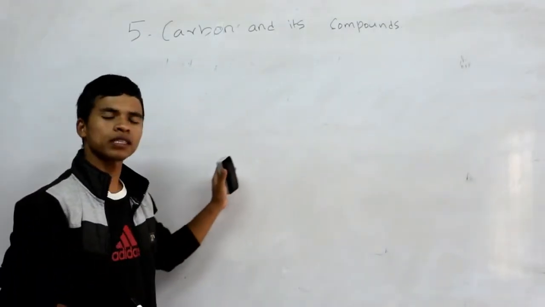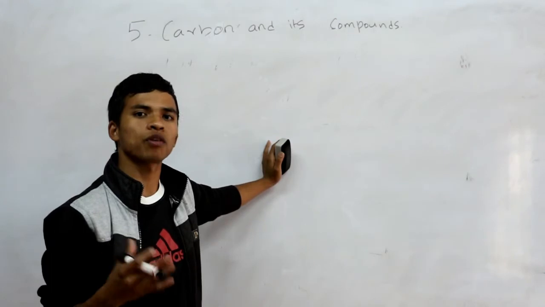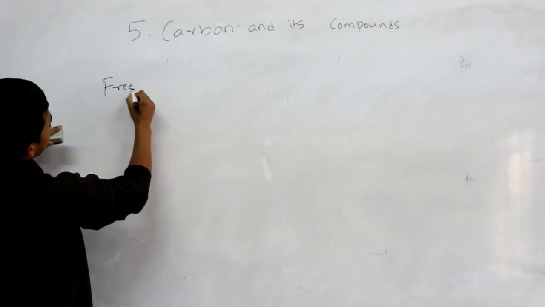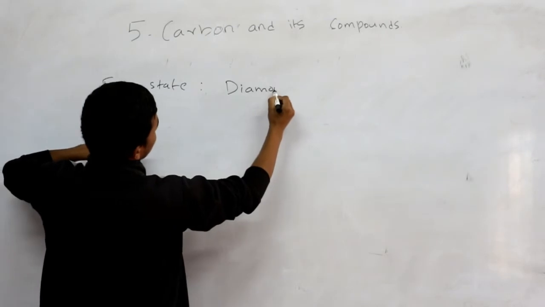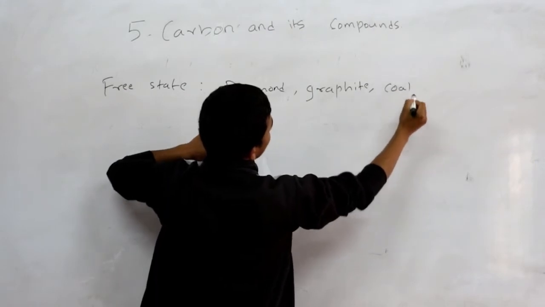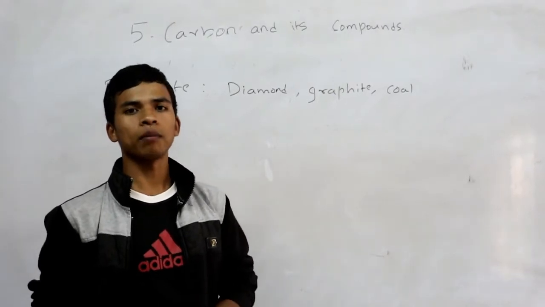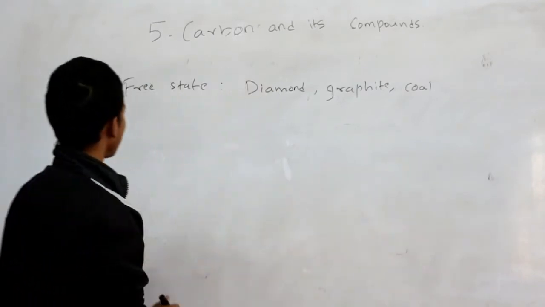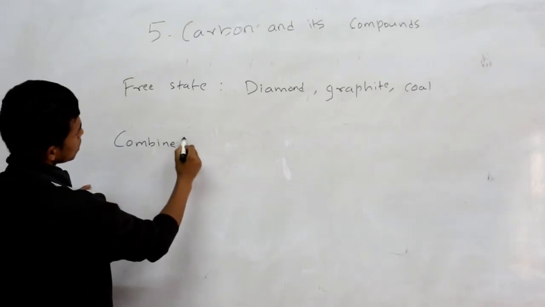Carbon may occur in free states. Free states means those objects which are made up almost entirely of carbon, just like diamond, graphite, and coal. But carbon can also combine with other elements to form compounds. Those are called combined states of carbon. They can be in the solid state, the liquid state, or the gaseous state.